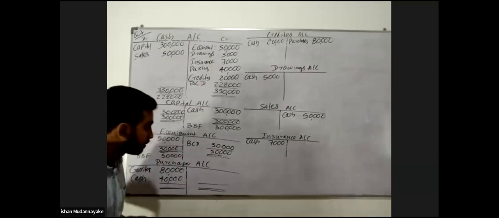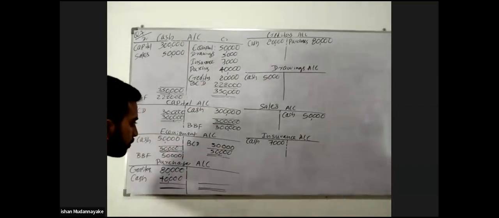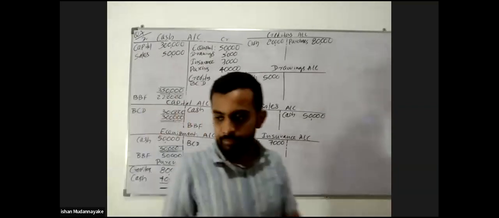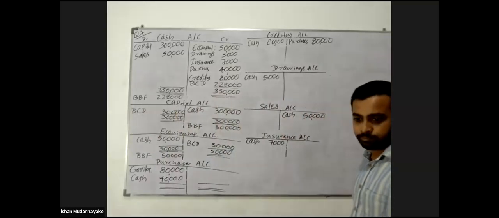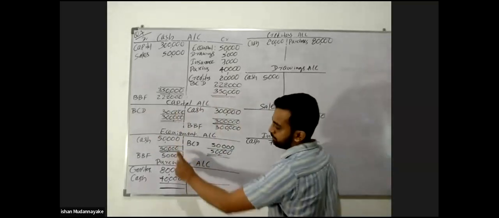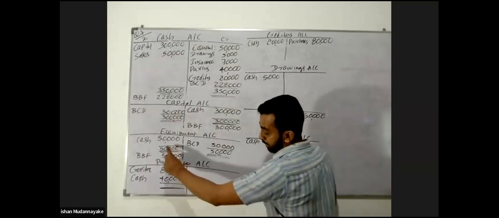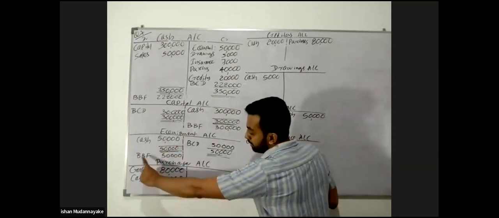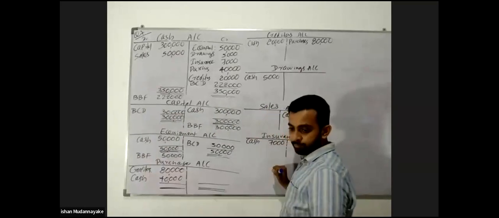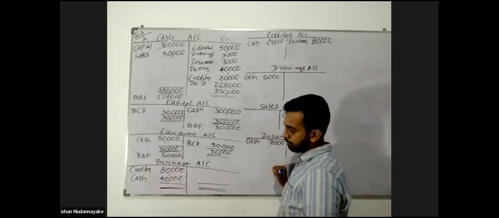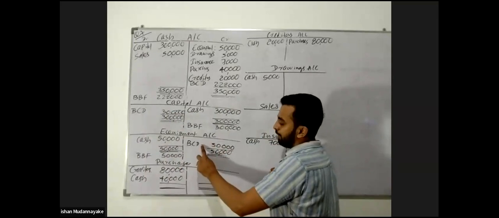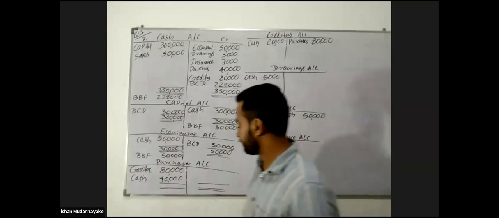Excuse me, sir. Yes. Sir, why won't balance carried down come on the credit side? In the equipment account, here the higher side is the debit side. So on the debit side only we get balance brought forward. Yes, balance brought forward always comes to the higher side. Okay, sir. Here, when 50,000 is transferred to 50,000, no balance will be left. Therefore, balance carried down 50,000, balance brought forward 50,000. BBF comes to the higher side.